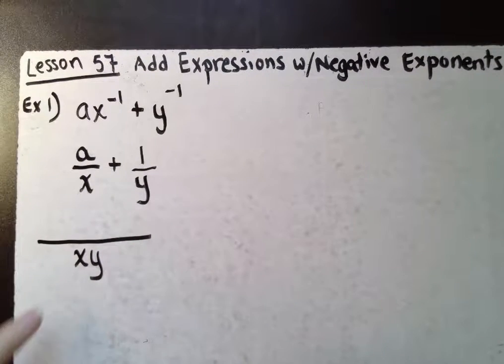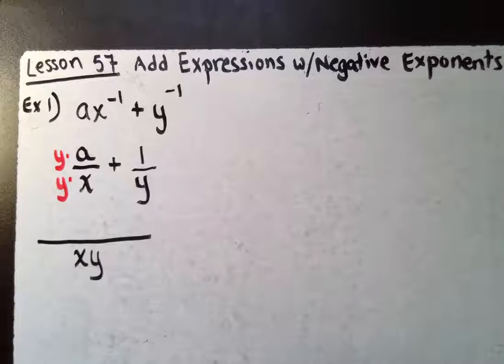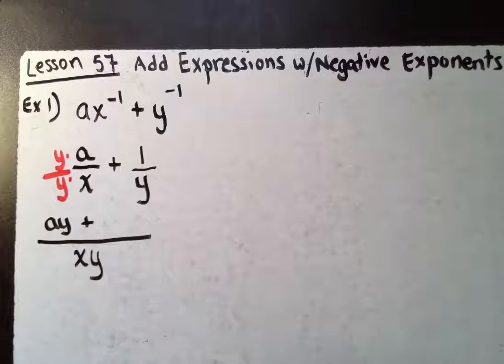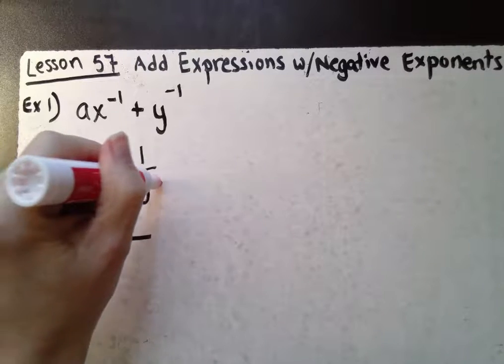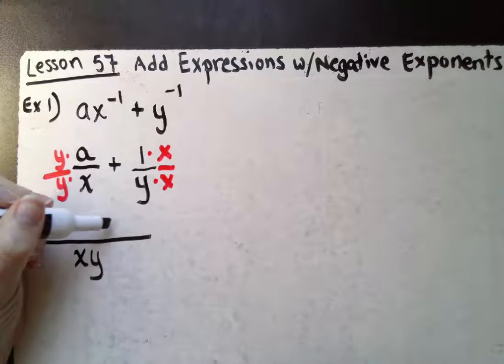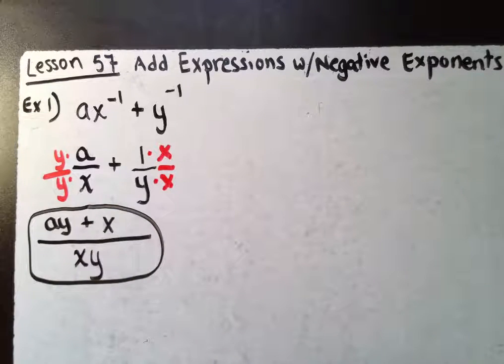So if I want my new denominator to be xy, what do I need to multiply x by? I need to multiply x by y, which means I also must multiply a by y. So I'm really multiplying by y over y, which is 1. That gives me ay for my new numerator here. The second one, y needs to be multiplied by x, so I must also multiply the top by x. And so then I would just get 1x, or just x. And so this is the two expressions added together in one fraction.